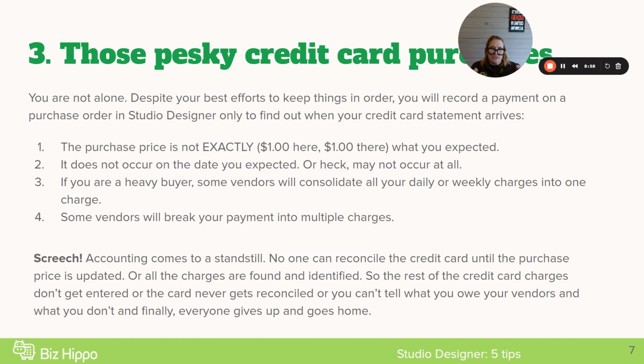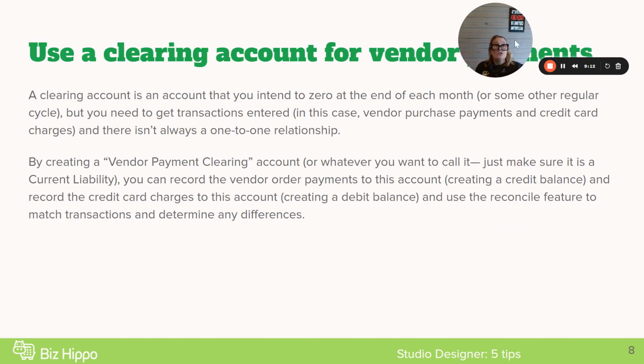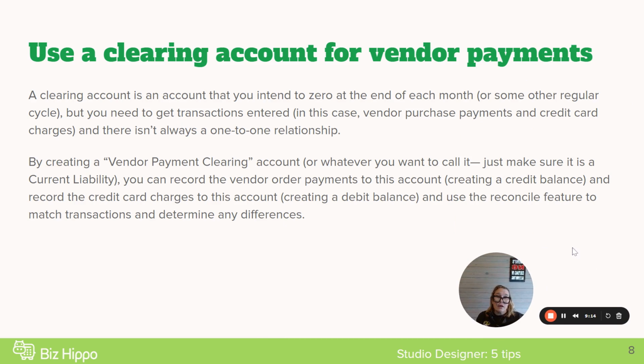And there's just this mound that is created because you've got a purchase and a credit card charge, and they're not always a one-to-one relationship. So what's my recommendation for that? Well, you can use a clearing account for your vendor payments. And a clearing account is a foreign term if you're not an accountant. But let me tell you basically what it is. It's an account that you intend to zero at the end of each month or on some regular cycle.